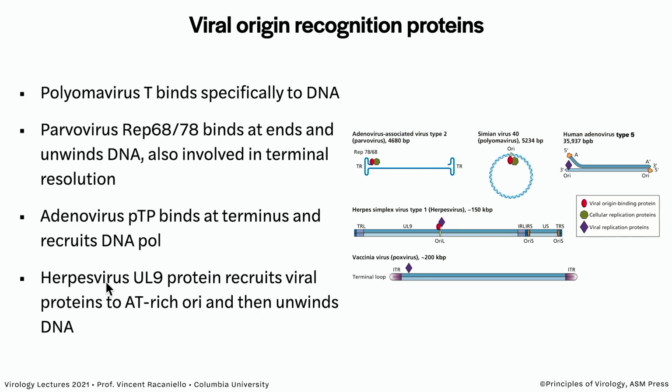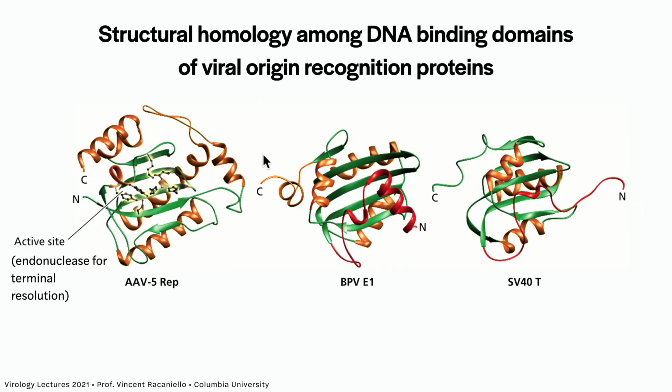And then for herpes virus, we haven't talked about the origins, but it encodes an origin binding protein, which is the UL9 protein, and that helps to recruit other proteins there and unwinds it to get DNA synthesis going. And so these genomes have features in common. Missing here is the poxvirus because the details are simply not known. These origin binding proteins are structurally very similar. They probably evolved from a common ancestor. So we have here a parvovirus origin binding protein, a bovine papillomavirus one, and then the SV40 T antigen.